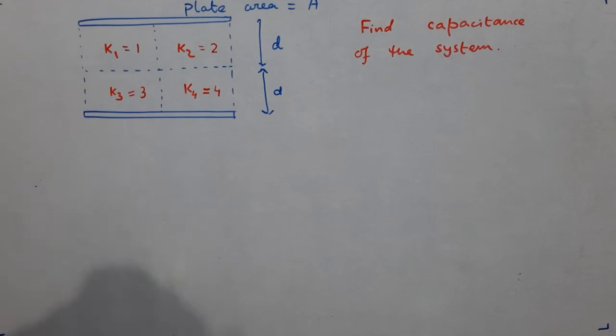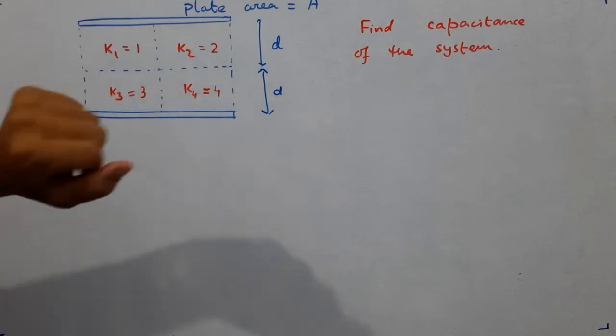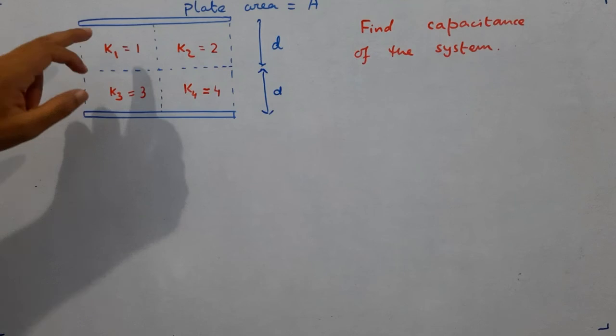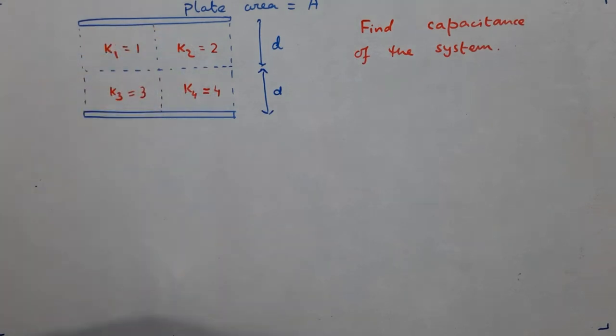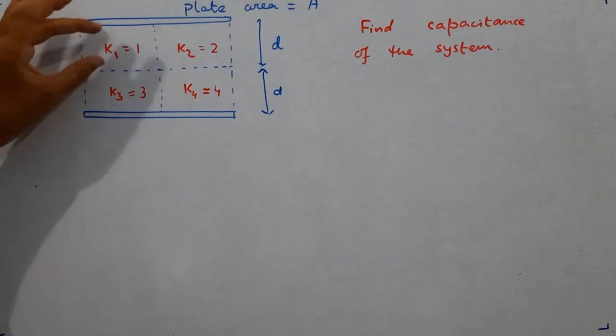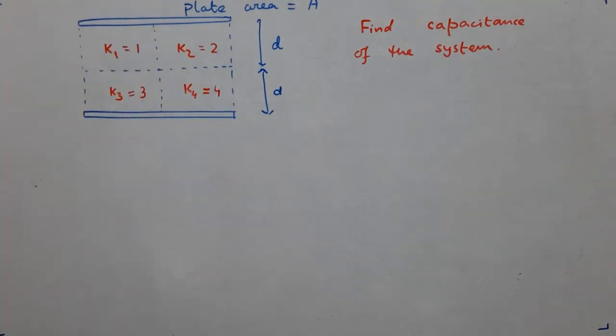Here in this question, you have to find the capacitance of the system, and in this system it is given that the area of each of the plates is A, and the region between the plates is divided into 4 equal parts of space, and in those 4 parts 4 different dielectrics are put whose dielectric constants are given as 1, 2, 3 and 4. So you have to find the total capacitance.